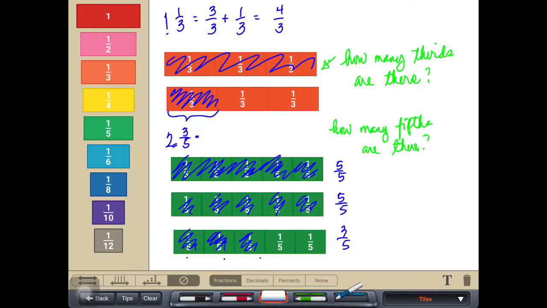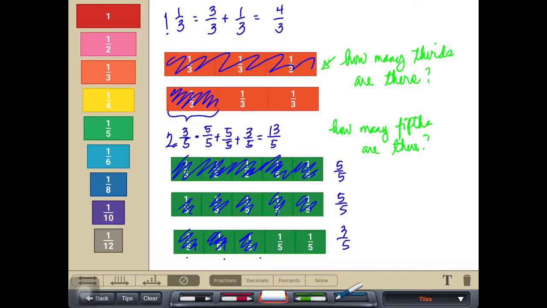Therefore, our 2 wholes became 5/5 plus 5/5 plus 3/5, which is now equal to 13/5. So 2 wholes and 3/5 is equal to 13/5.